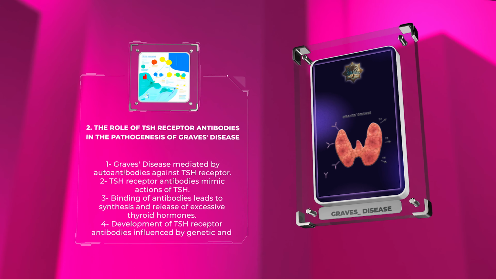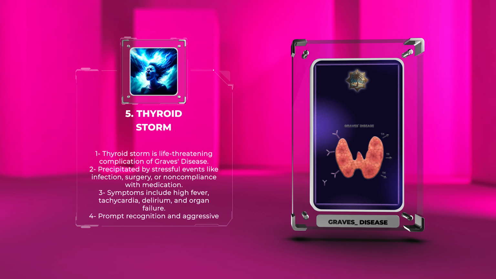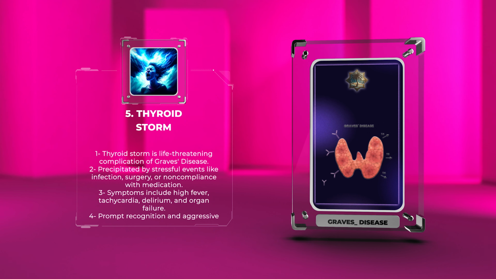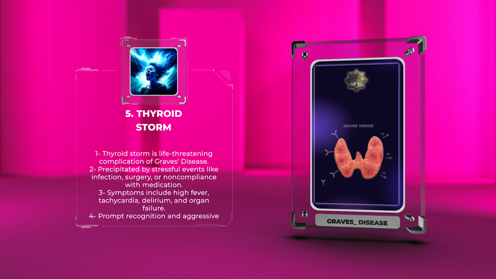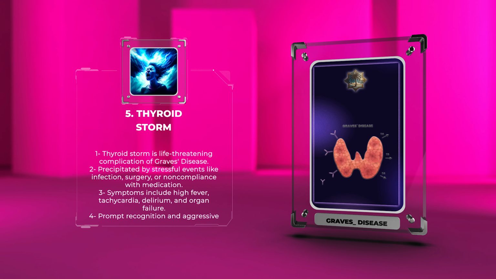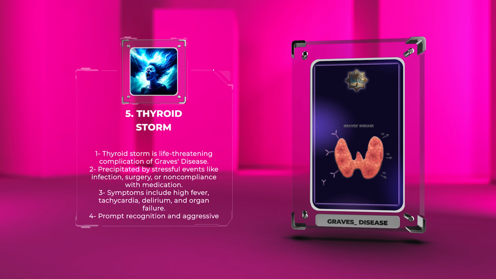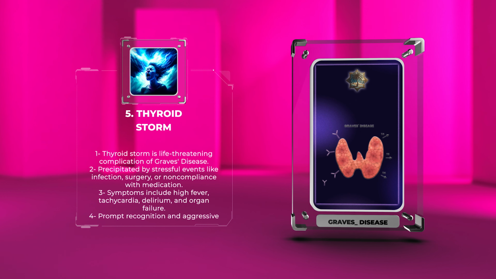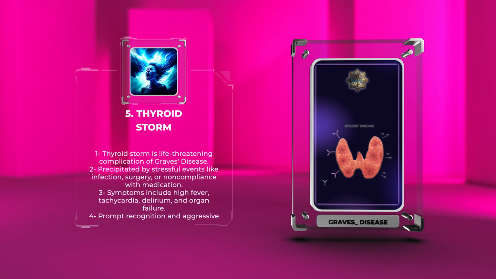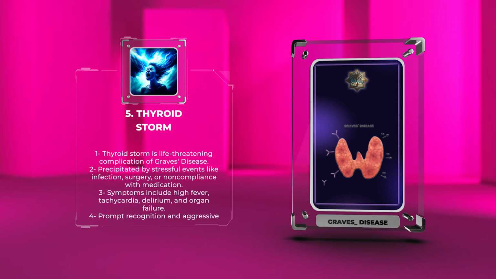Thyroid storm is a life-threatening complication of Graves' disease characterized by a sudden and severe exacerbation of hyperthyroidism. It is usually precipitated by stressful events such as infection, surgery, or noncompliance with antithyroid medications. Thyroid storm is associated with a myriad of symptoms, including high fever, tachycardia, delirium, and organ failure. Prompt recognition and aggressive management are crucial to prevent morbidity and mortality.